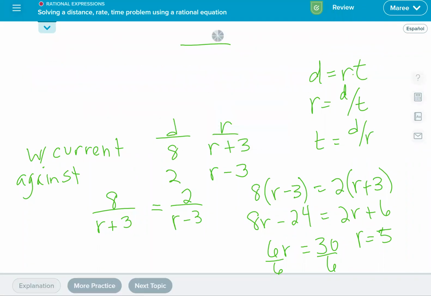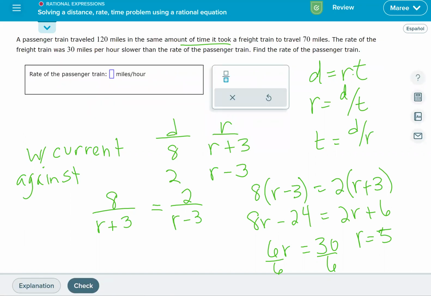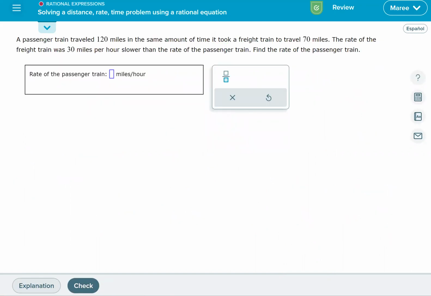All right, let's try another one. Oh, I erased all of my equations. Let me put them up real quick. So distance is rate times time. Rate is distance divided by time, and time is distance divided by rate. I feel like we're going to be using time equal to distance divided by rate most often.